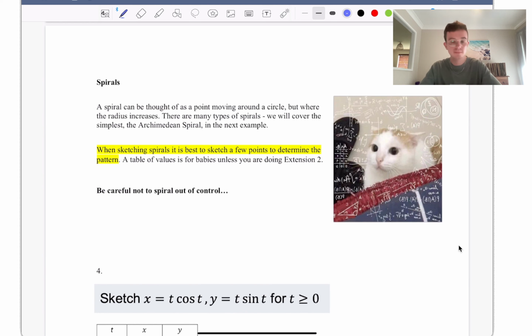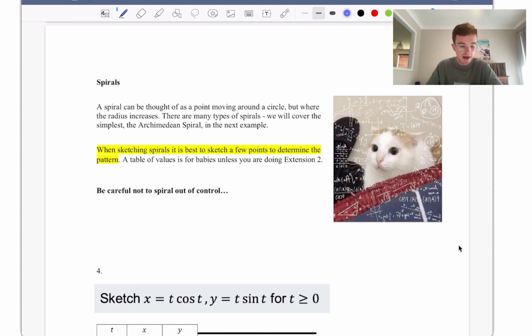Okay. The next thing, and I love this part of the course, are spirals. It looks a bit scary, but I think they're quite cute. So a spiral can be thought of as a point moving around a circle, but where the radius is increasing. So there are many types of spirals, and we're going to cover the simplest, the Archimedean spiral, in this next example.